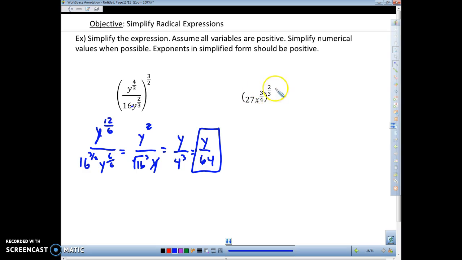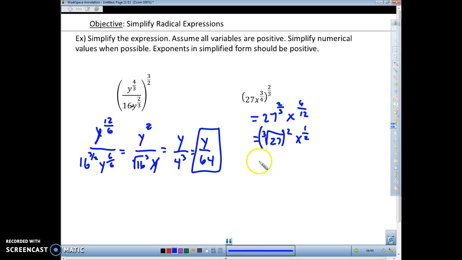The next problem, I believe this is the last example that I have for you. I'm going to distribute my 2/3 in, so 27 to the power of 2/3 times x to the power of 3/4, and I'm going to distribute that 2/3 in. So 3 times 2 is 6, and the denominator I get 4 times 3, which is 12. So this reduces, and I get the cubic root of 27 squared times x to the power of 6 over 12, which is x to the 1/2 power.